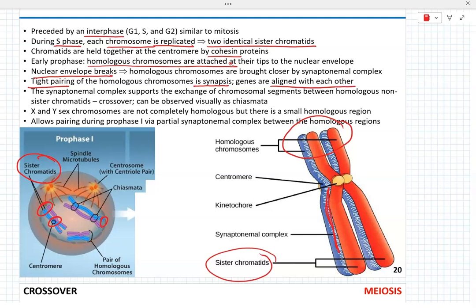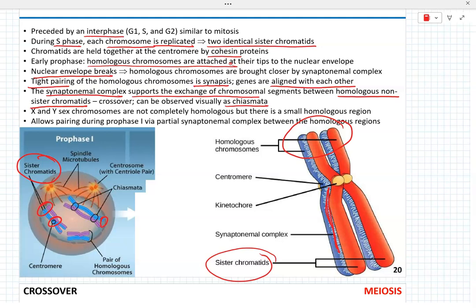Now, the synaptonemal complex, which is basically a bunch of proteins, supports the recombination, the exchange of segments of these chromosomes between homologous non-sister chromatids. It's called crossover. The crossover can be observed as chiasmata, which we're going to talk about.